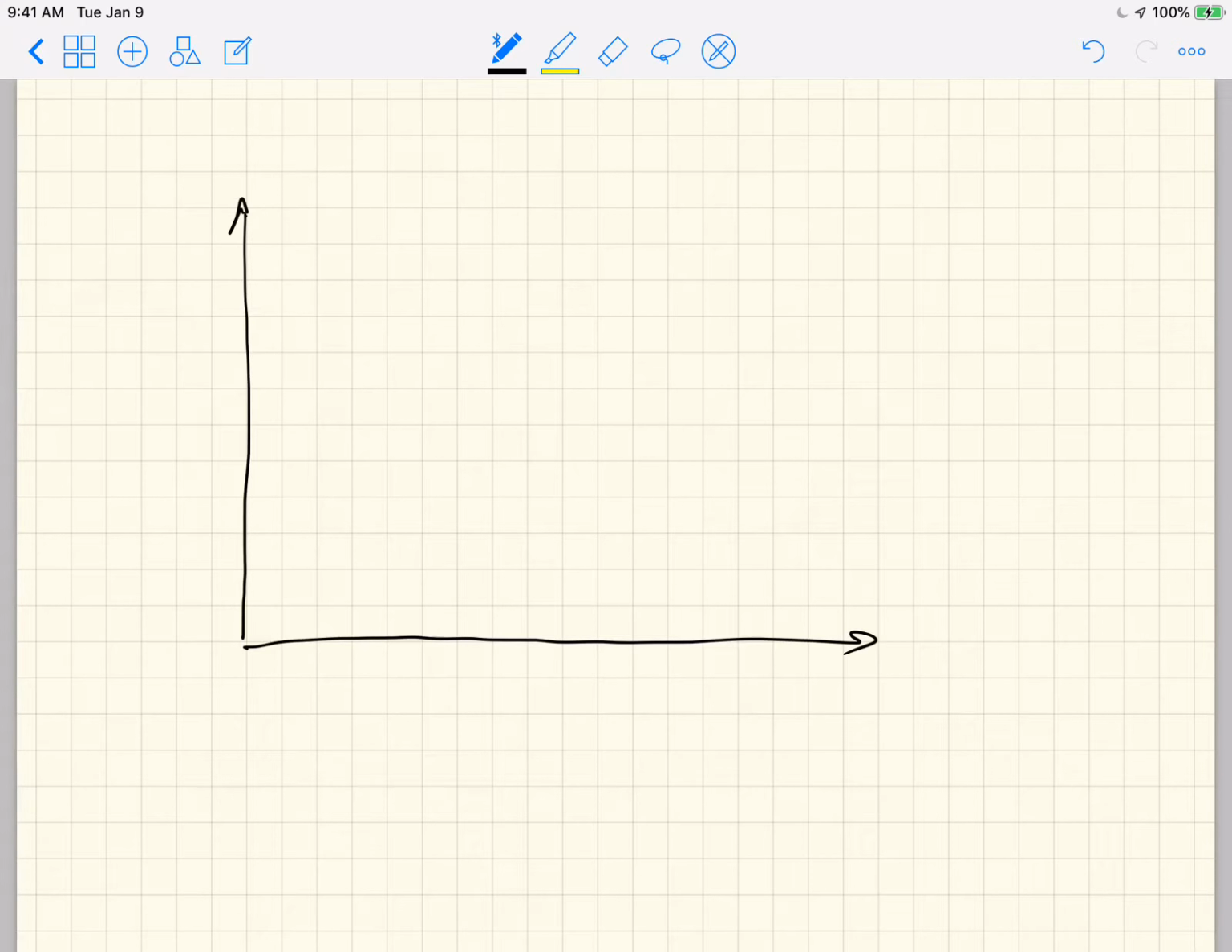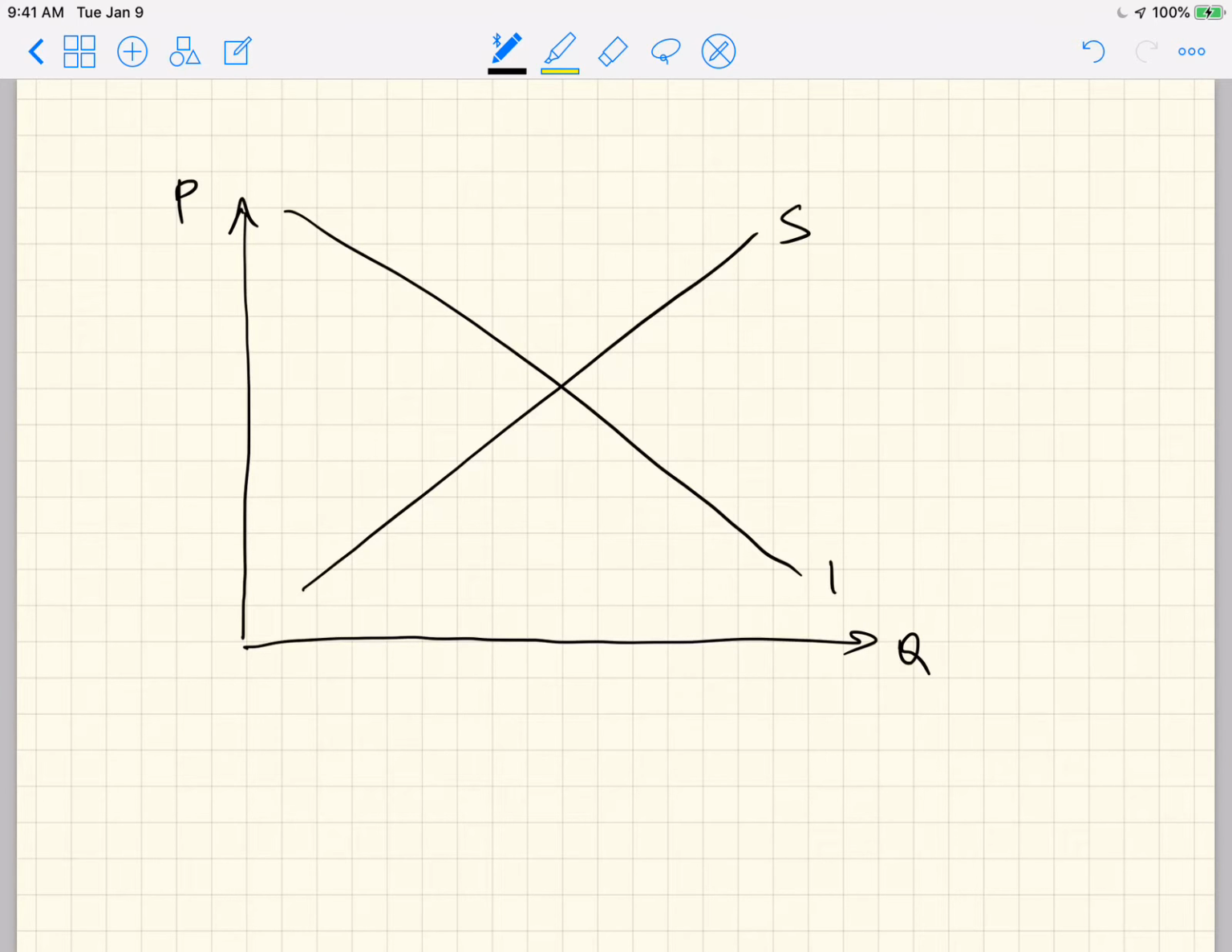So the graph we're going to draw is based on the same axes. So we have quantity here, price here. So here's our supply curve. Here's our demand curve. So to find market equilibrium on this graph is pretty straightforward. So that's the point when these two curves intersect. So this point is telling us what equilibrium price is and what equilibrium quantity is.